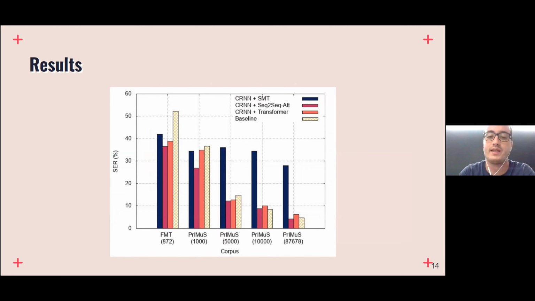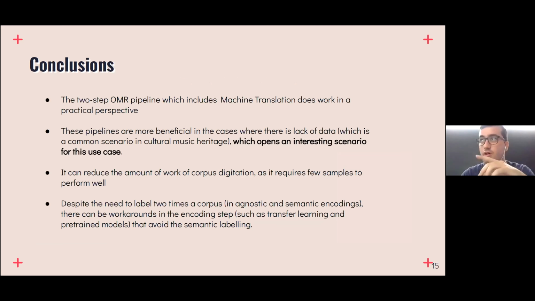Of course, as we get less data, the translation mechanisms are better. So as a conclusion, our pipelines are more beneficial where there is a lack of data, which is also an interesting scenario where there is cultural heritage. And it also opens an interesting use case because we do not need so much data to start labeling a corpus with automatic processes, which is something interesting in some use cases.